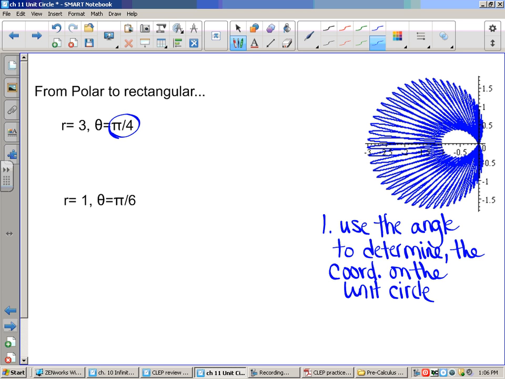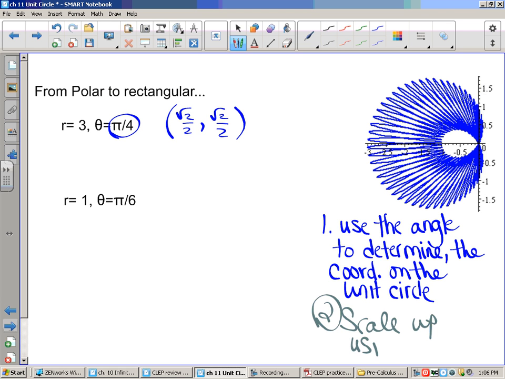We'll do that in a second. So for pi over 4, that's root 2 over 2 and root 2 over 2. Fabulous. Then step 2 is to scale it up using the radius. I'm going to multiply these by 3. So this is 3 root 2 over 2, comma 3 root 2 over 2.